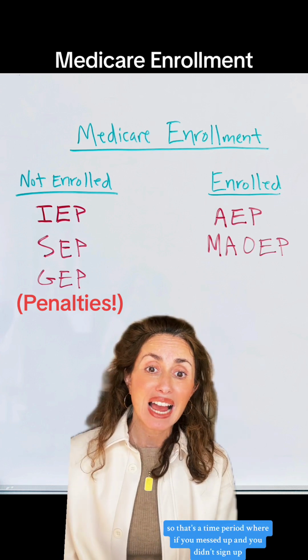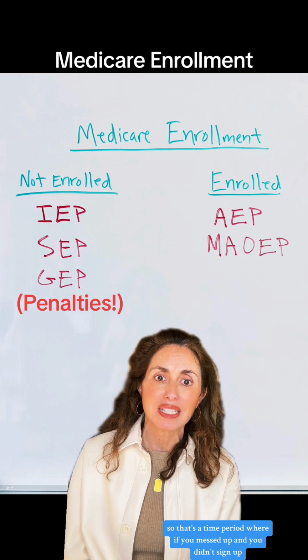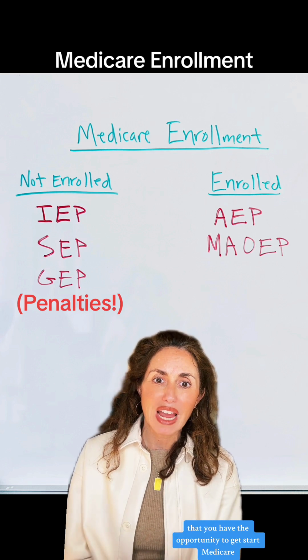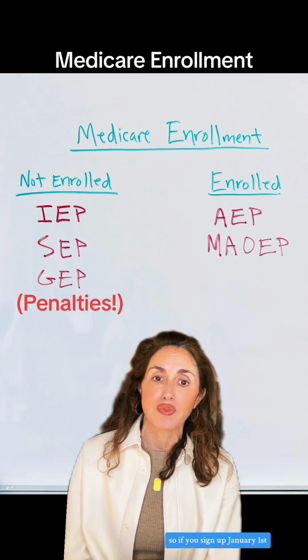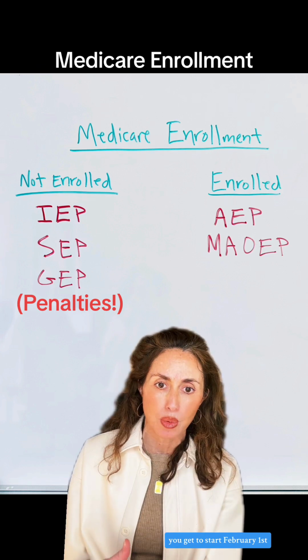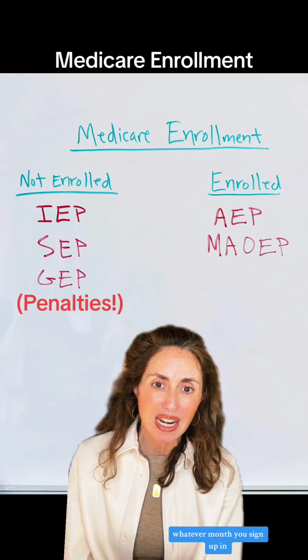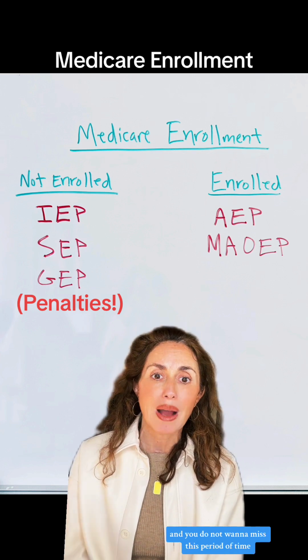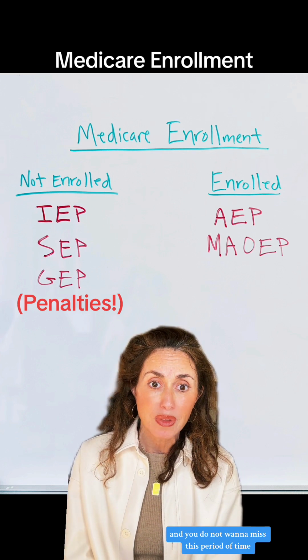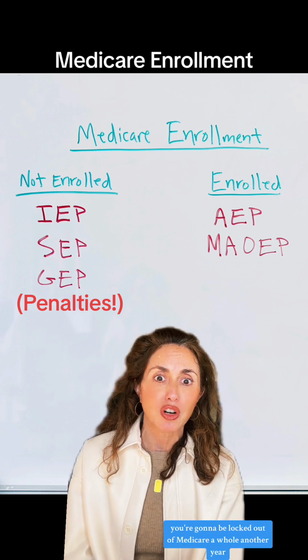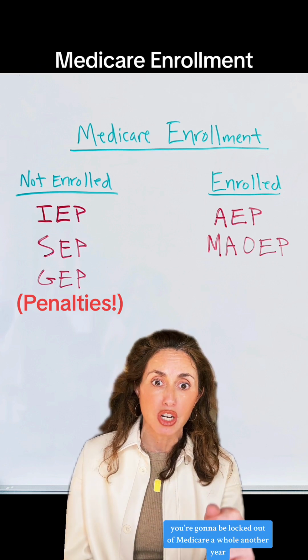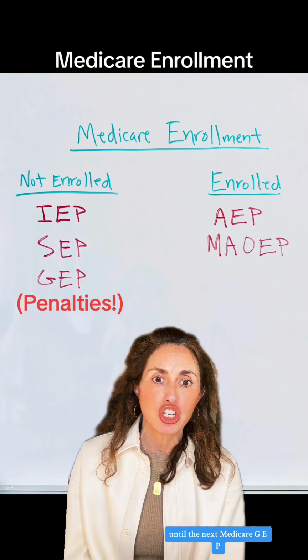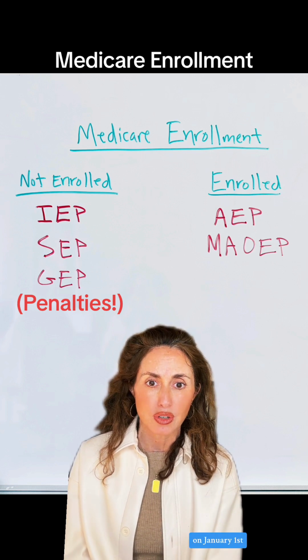So that's a time period where if you messed up and you didn't sign up, you have the opportunity to start Medicare. So if you sign up January 1st, you get to start February 1st. Whatever month you sign up in, you get to start the first of the next month. And you do not want to miss this period of time. If you don't do it by the end of March, you're going to be locked out of Medicare a whole other year until the next Medicare GEP on January 1st.